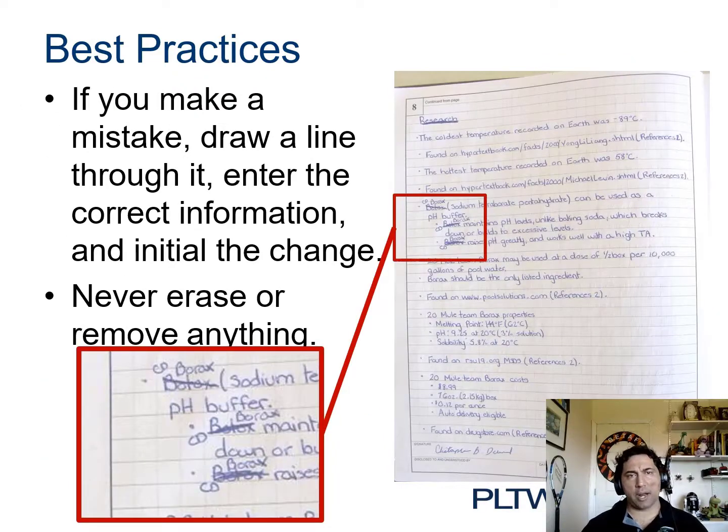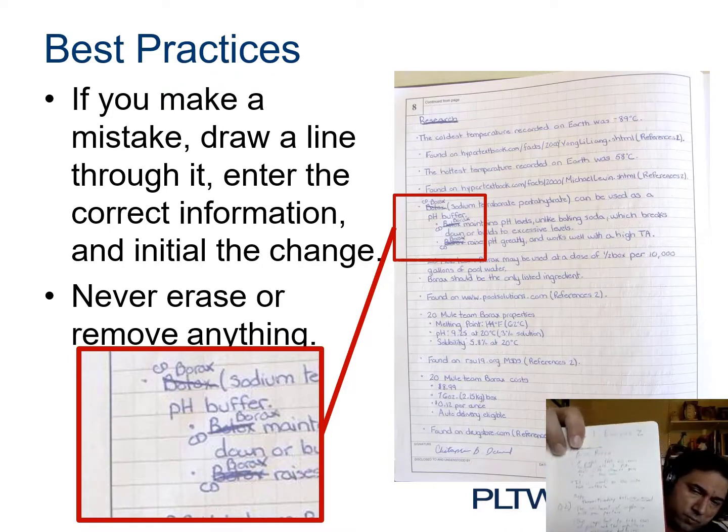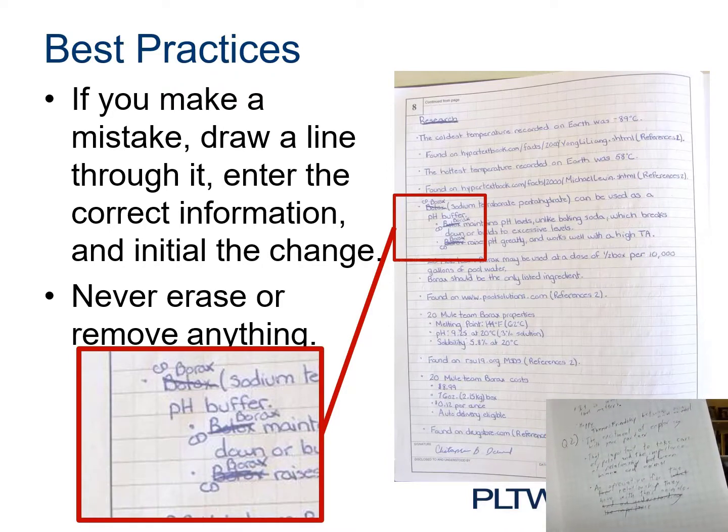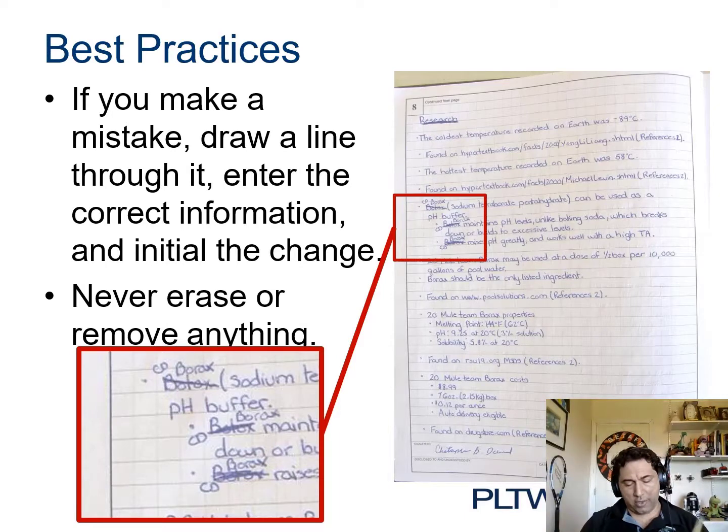So let's talk about some best practices that you guys got to do. First off, if you make a mistake, you draw a line through it. You don't scratch it out. You enter the correct information and you initial the change. Never erase or remove anything. Okay. So for example, when I was doing this, I made a couple mistakes down here. So I just crossed them out with a single line. Okay. I know I didn't initial it. Again, this is before I started getting and doing all the habits, so forgive me. But you never want to erase or remove anything because you want to see that thought process. You want to see that logic, and you want to see what mistakes were made.